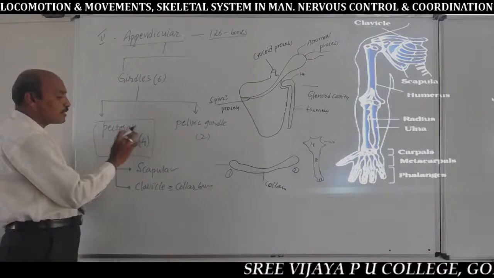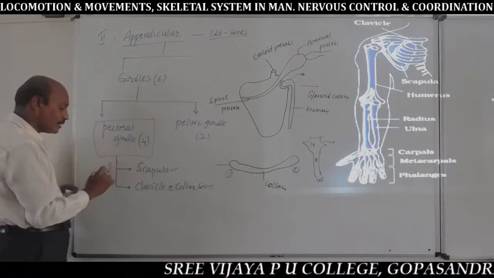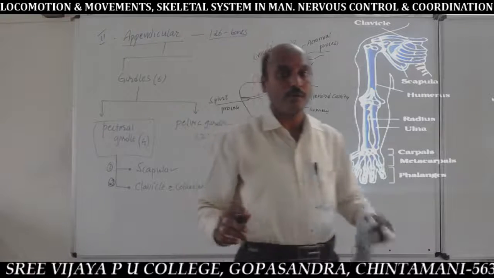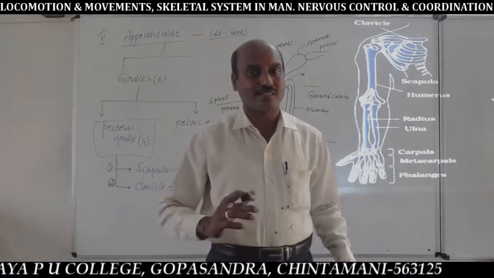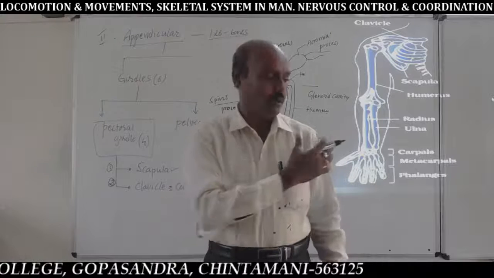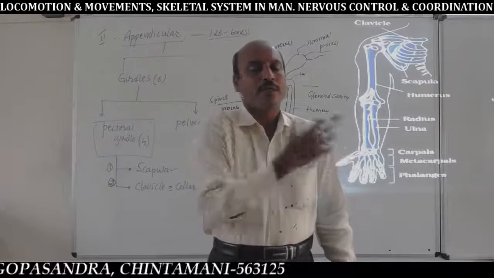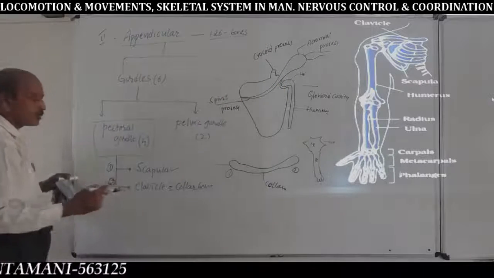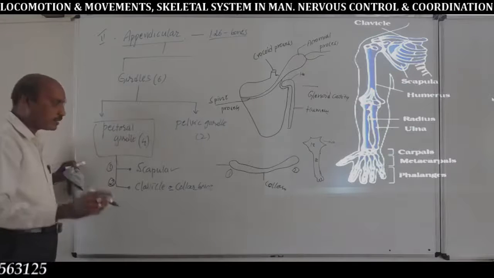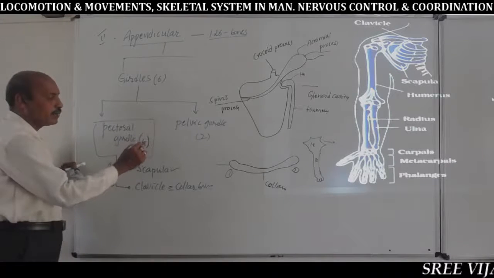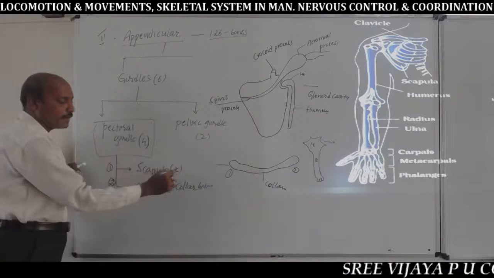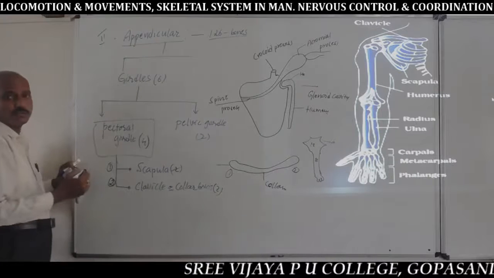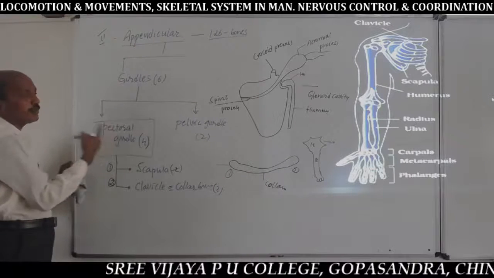So each pectoral girdle consists of two bones. But in our body, there are two pectoral girdles, that is, the right pectoral girdle and the left pectoral girdle. Each pectoral girdle has two bones. So the two pectoral girdles, both right and left, contain totally four bones: two scapular bones and two collar bones. Totally four pectoral girdle bones. That is the first type of girdle.